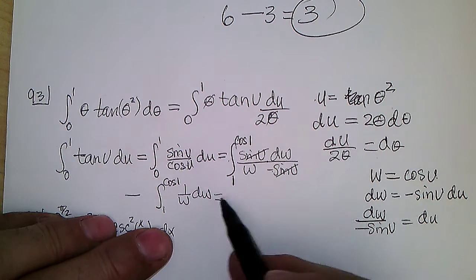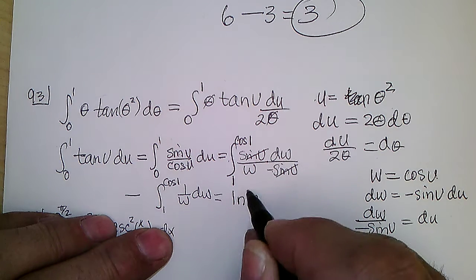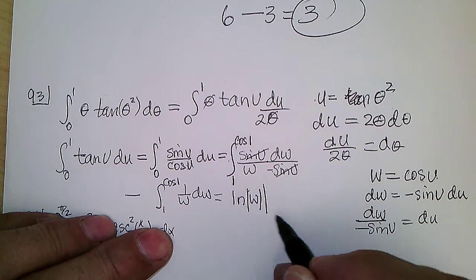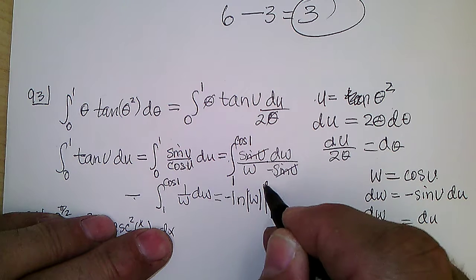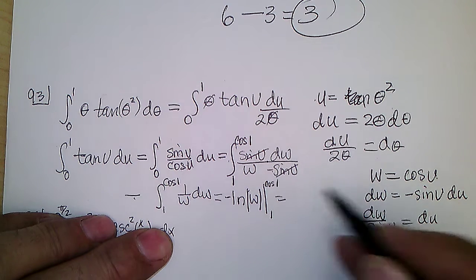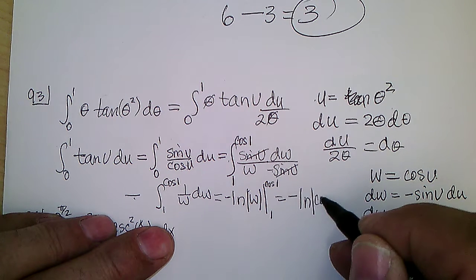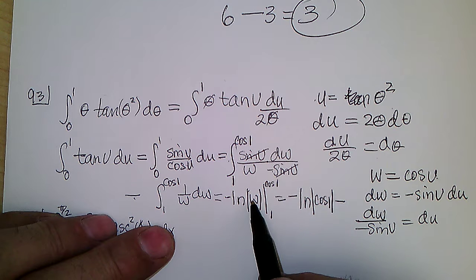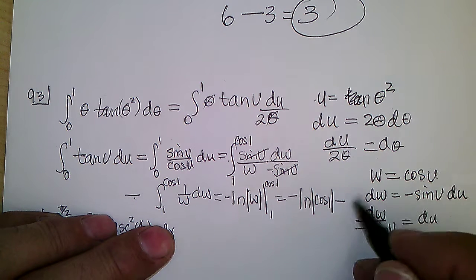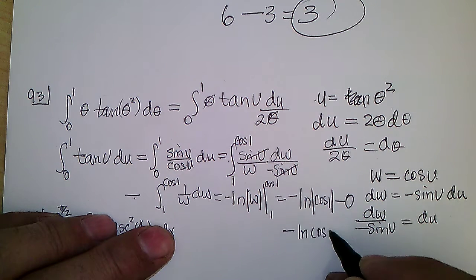Well, that's just ln of w, an absolute value, evaluated from 1 to cosine of 1, with the minus out front, which is going to be minus ln of cosine of 1. Well, that's a positive, so I didn't need the absolute value. Minus, and the ln of 1 is 0. So we get minus ln of the cosine of 1.